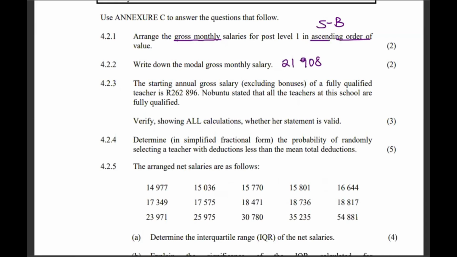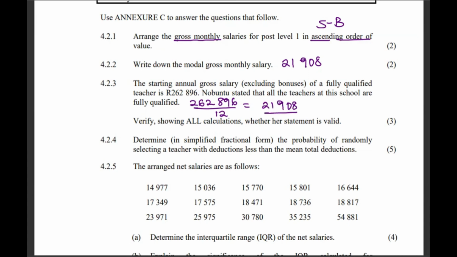21,908. They're saying the starting annual gross salary excluding bonuses of a fully qualified teacher is 262,896. Now, Ubuntu stated that all the teachers at the school are fully qualified. Verify, showing calculations, whether it's valid. We divide it by 12, because the numbers we have there are monthly. Divided by 12, I'm getting 21,908.